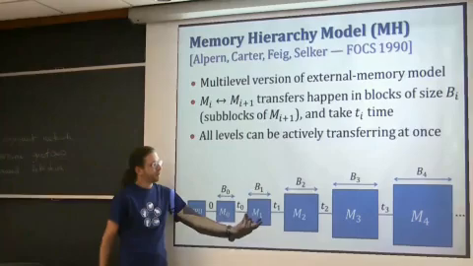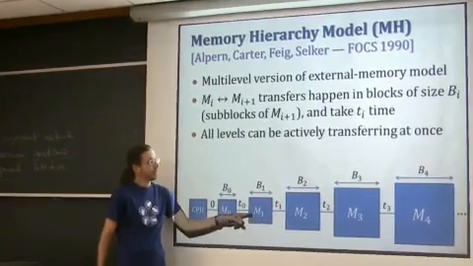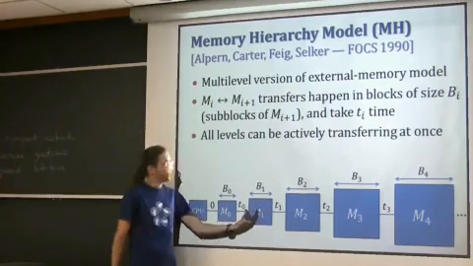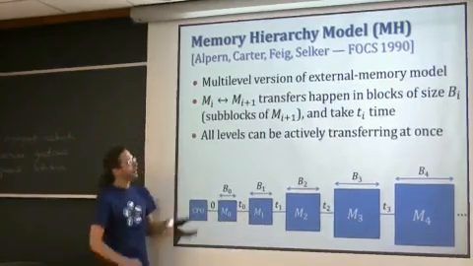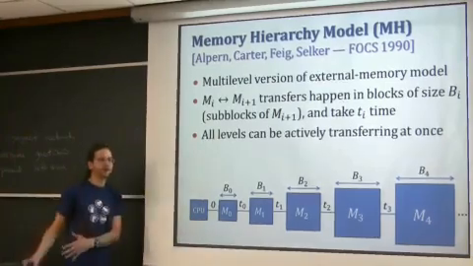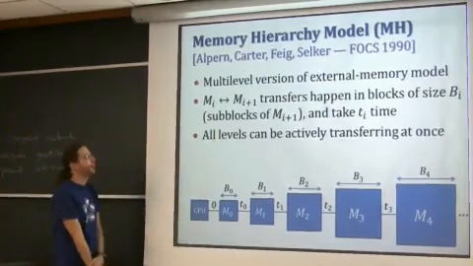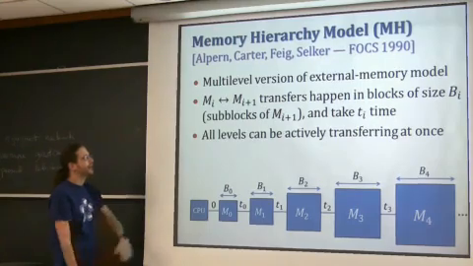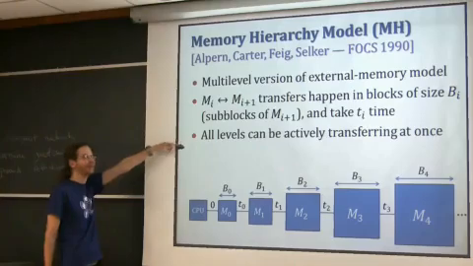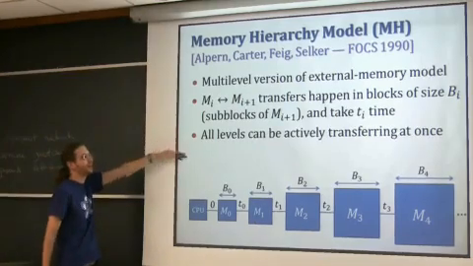M1 has potentially a different block size. It has a different cache size, M1. And these blocks are subdivided into B0 size blocks, which happen here. This is a generic multi-level memory hierarchy picture. It's the obvious extension of the external memory model to arbitrarily many levels. And to make it so easy to program, all levels can be transferring at once. This is realistic, but hard to manipulate.